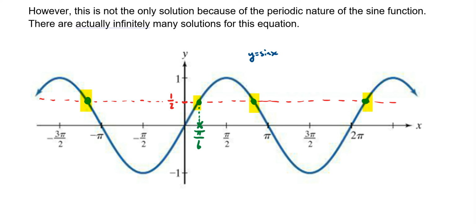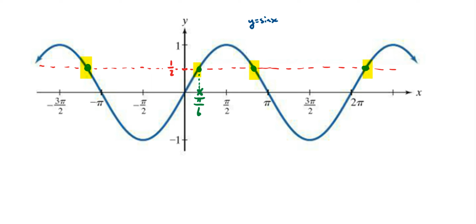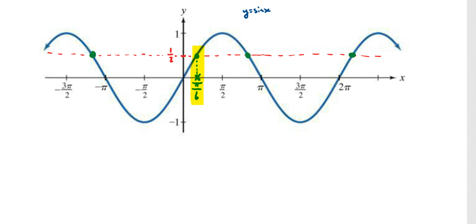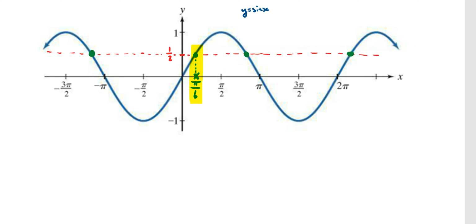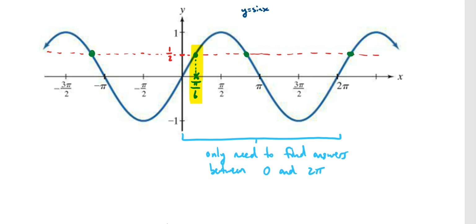The first step for this is something we already did. How do we figure out an infinite number of solutions? Well, the first step we already did is find the answer that is a reference angle. We just figured out that pi over 6 is one of our answers. The next thing we have to do is use the periodic nature of sine to figure out the other answers. So we know that sine has a period of 2 pi, right? That little shape from 0 to 2 pi repeats itself over and over and over again.